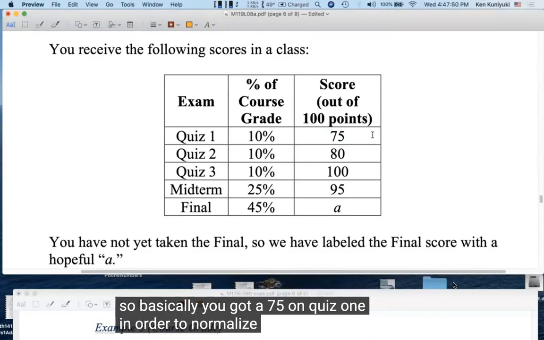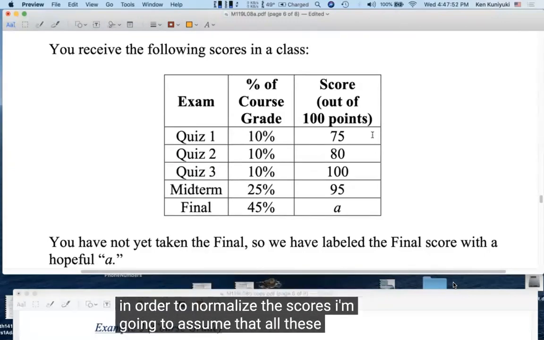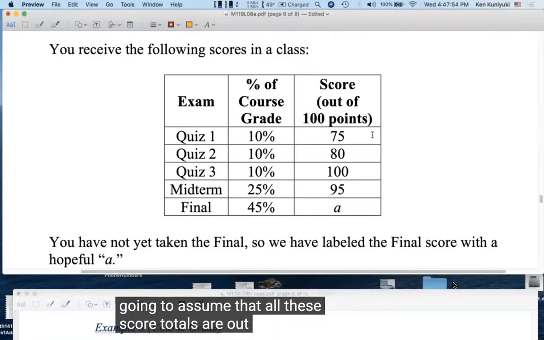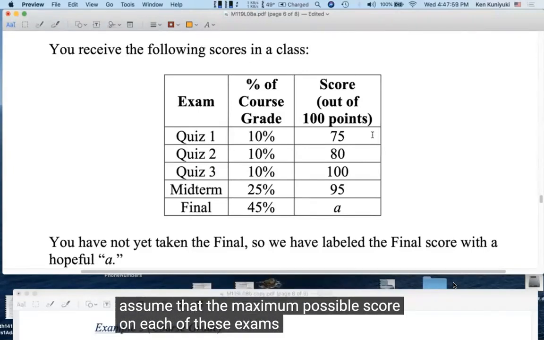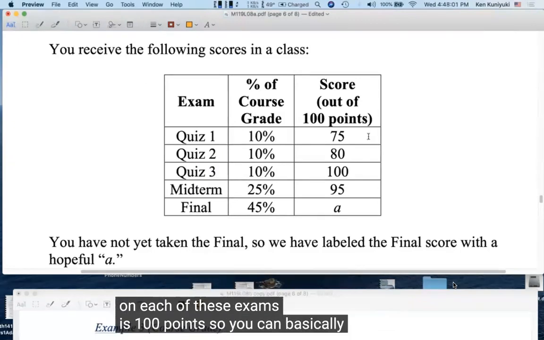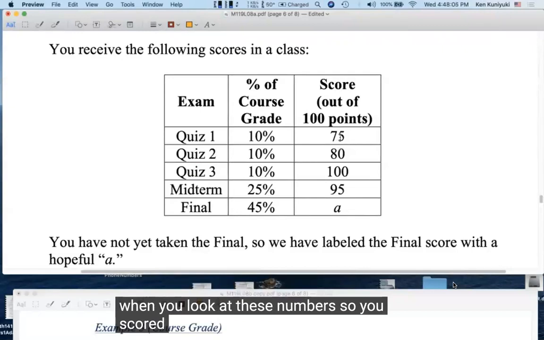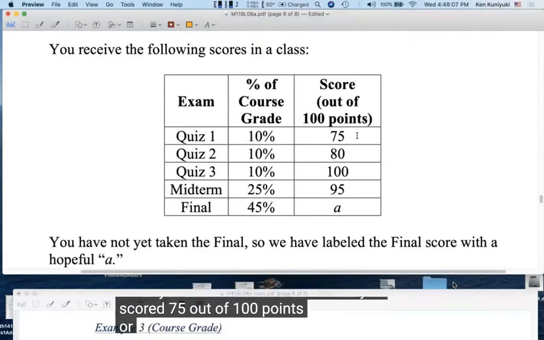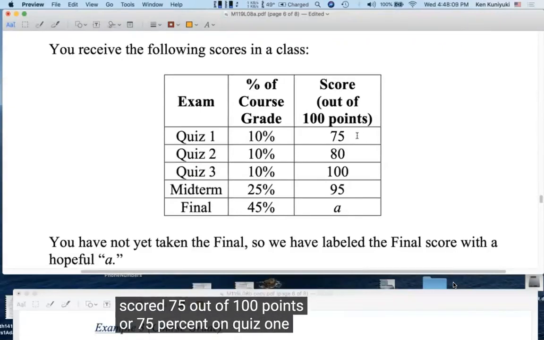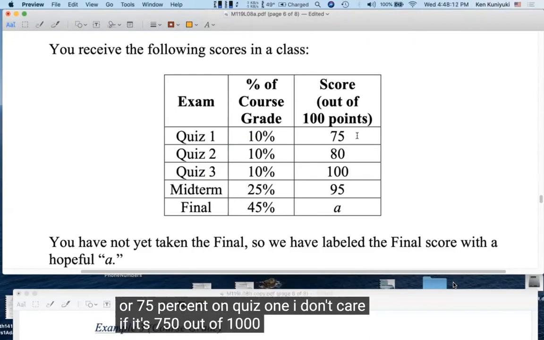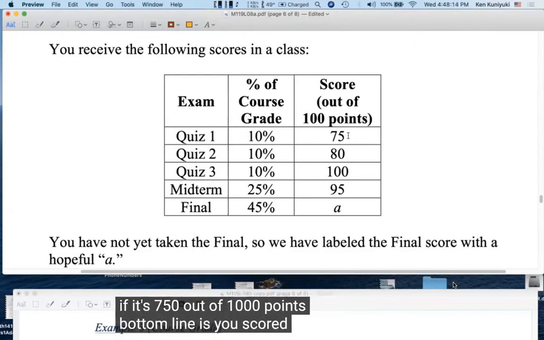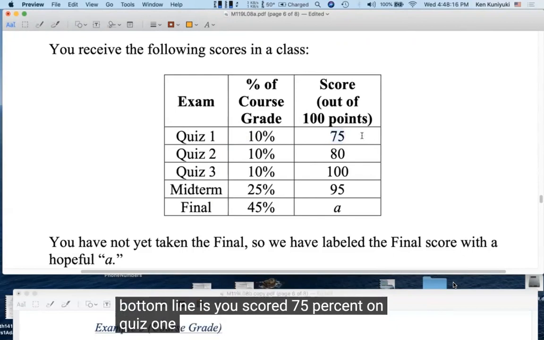In order to normalize the scores, I'm going to assume that the maximum possible score on each of these exams is 100 points. So you can basically think of percent when you look at these numbers. So you scored 75 out of 100 points, or 75% on quiz 1. I don't care if it's 750 out of 1,000 points. Bottom line is you scored 75% on quiz 1.